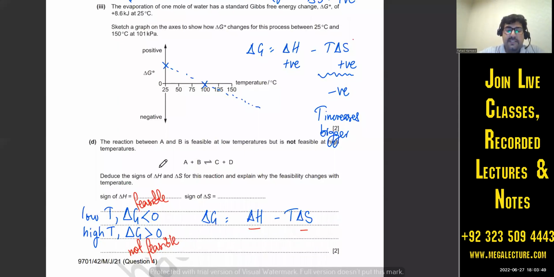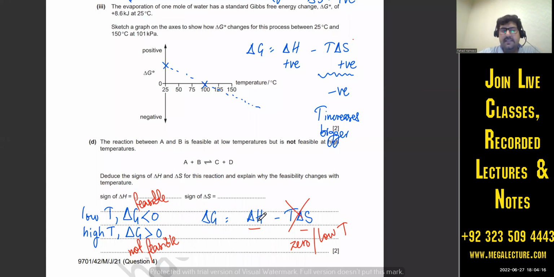So remember, low temperature, it is feasible. Low temperature, let's say temperature is 0. If temperature is 0, this term becomes 0, right? Low temperatures, right? Negligible. This thing disappears. Is that clear that at low temperatures, I'm taking the temperature to be 0, right? So at low temperatures, the reaction is feasible.